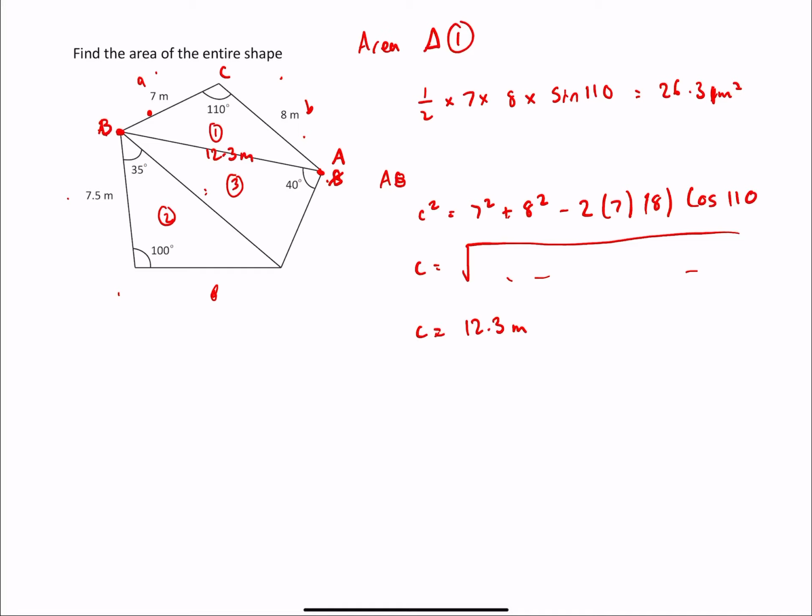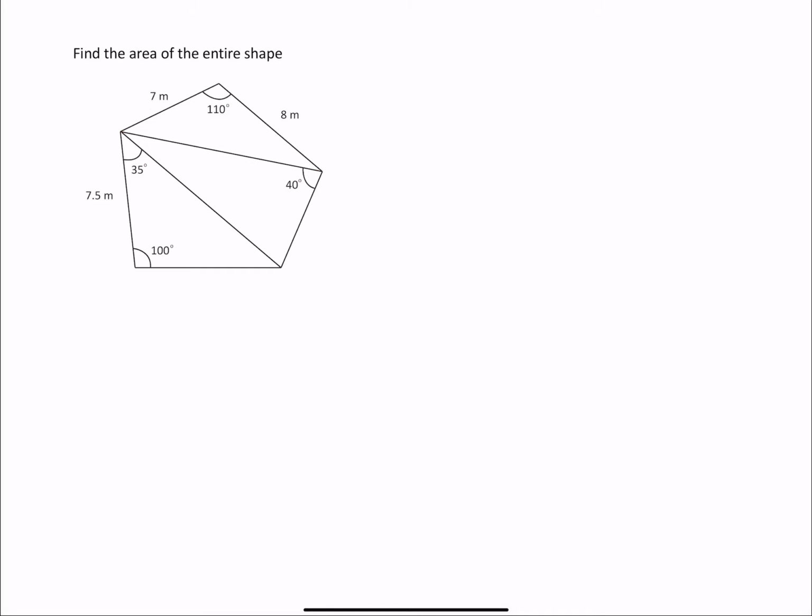Okay, so I'm going to look at triangle 2 now. Again, I'm going to just get rid of all that information. That was 12.3 meters. Not going to help us with triangle 2, but it's worth keeping it there in general. Okay, so looking at triangle 2 now, I need to find the area, and I need to find out the length of either one of those two sides to find the area, but preferably this side because it'll help me with my triangle 3.